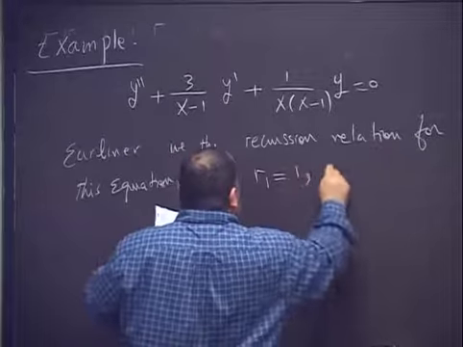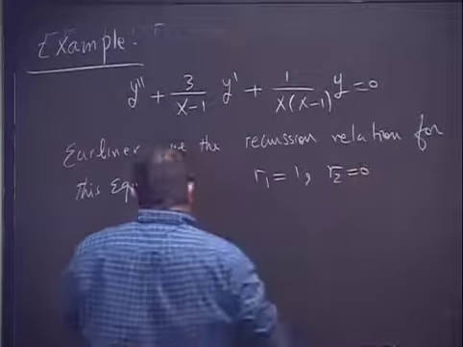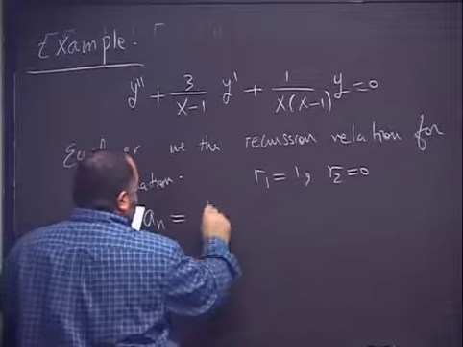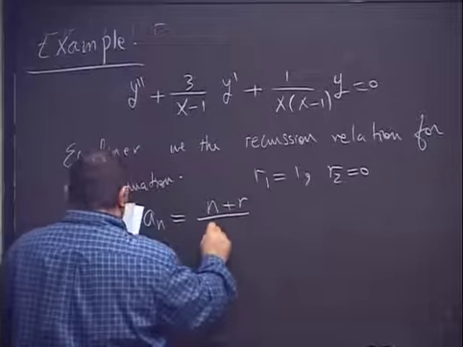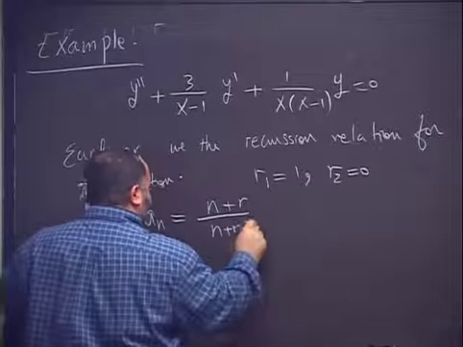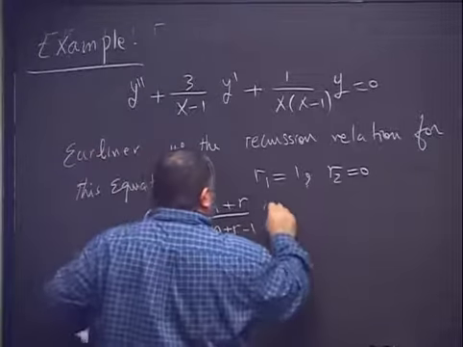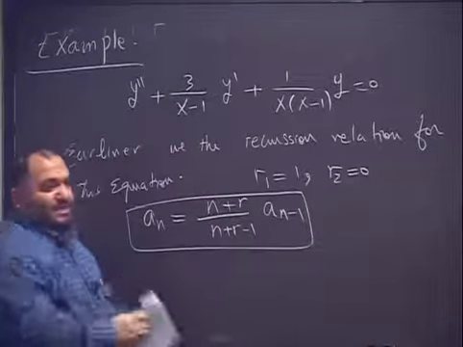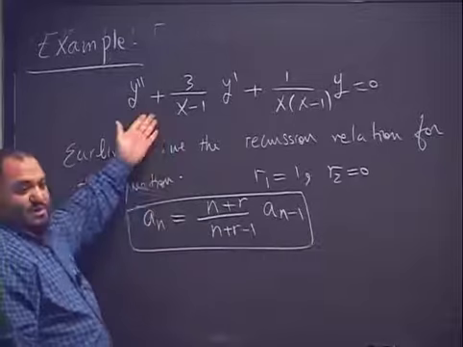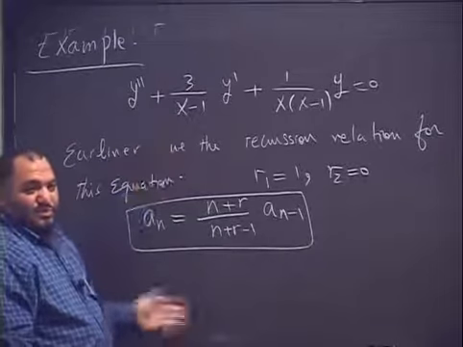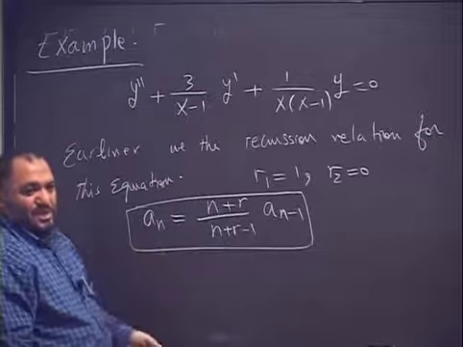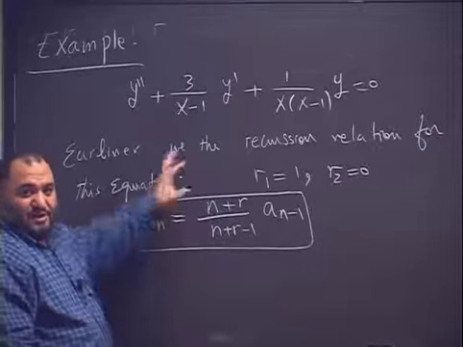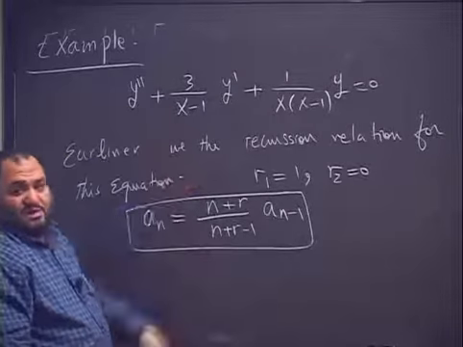is equal to 1 and R2 equal to 0, and the recursion relation was just an equal to (n plus r) divided by (n plus r minus 1) multiplied by an minus 1. So we will do exactly the same. Like you will say, okay, first step, y equal to x to the power of r, summation from n equal to 0 to infinity, an x to the power of n, take it, substitute it here, then do what?